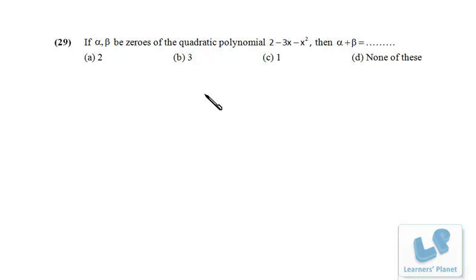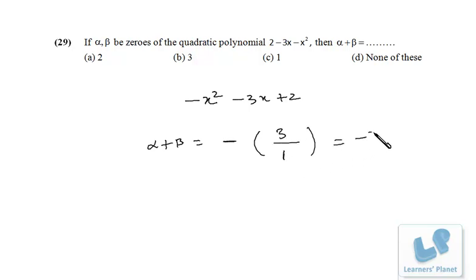Now friends, this is a parabola opening downwards because the coefficient of x square is negative. So I just rewrite this equation, minus x square minus 3x plus 2. So alpha plus beta is what? Minus b by a. So minus of minus b is what? I'm sorry, b is what? 3 by 1. So it's minus 3, right? So that we don't have in the options, so it will be none of these.